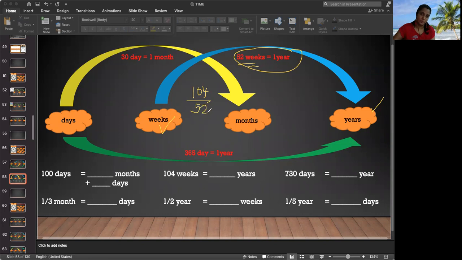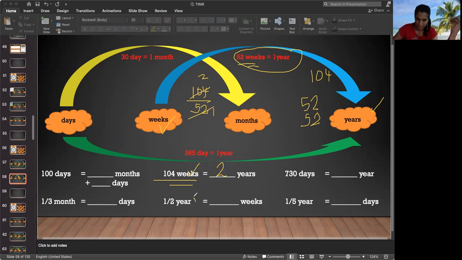For those who know the table of 52, you can actually see a pattern here. If you double 52, you would get 104, which means 104 is double 52. How do you know that? You take 52 plus 52, what do you get? 104, right? So this is 2 times 52 and this is 1, which means 104 weeks means you have 2 years. Makes sense, right? If 52 weeks is 1 year, then 2 years must be 2 times 52, which is 104.